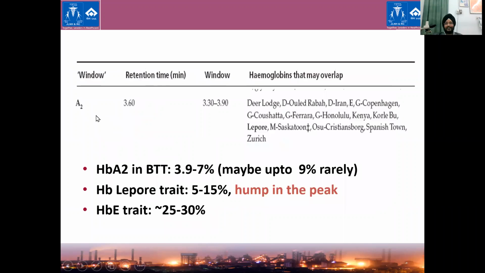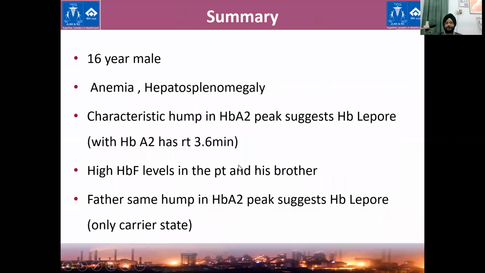So what is it? As I have already said, A2 has a lot of other hemoglobins in its window. One of those hemoglobins is Lepore, and yes, it could be HB Lepore trait. And why? Because there is a characteristic hump in the peak which has been described in the literature.